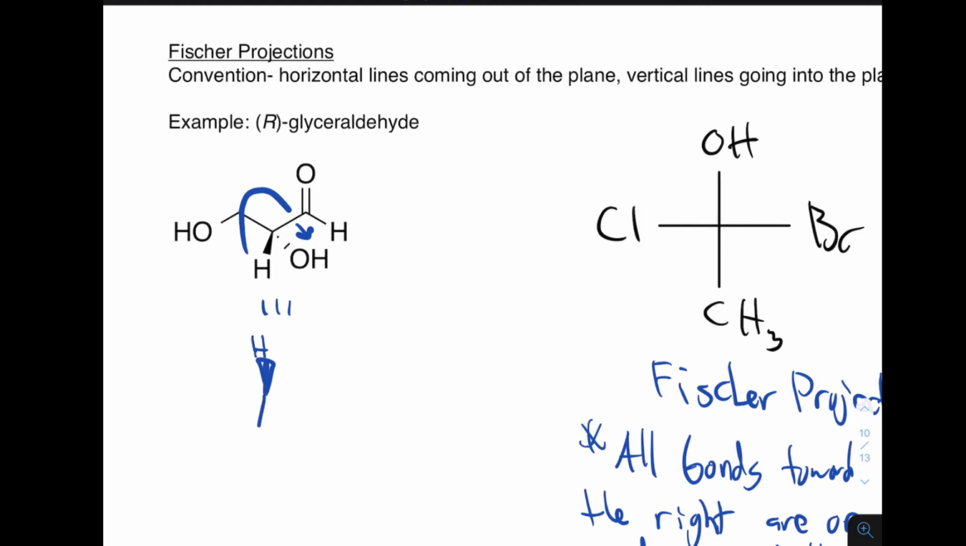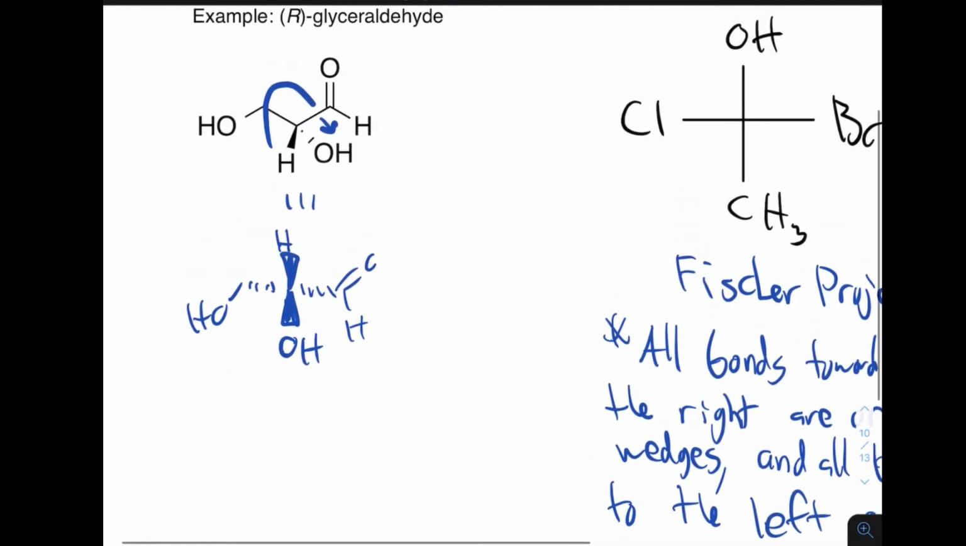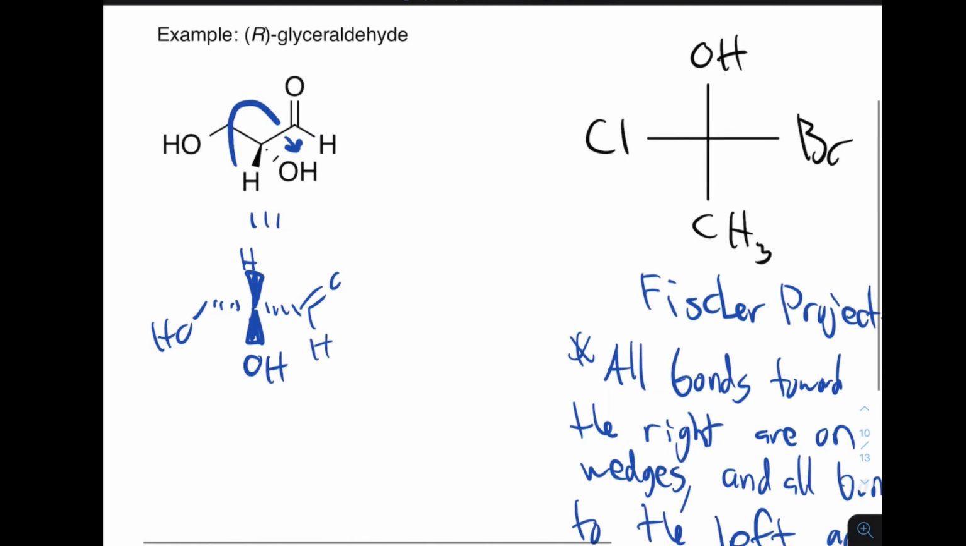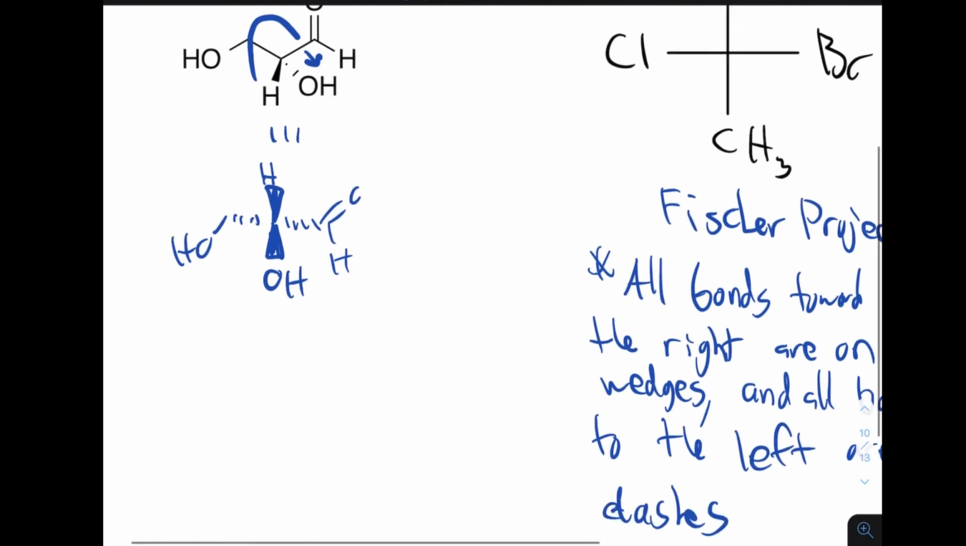The hydrogen and the OH are pointing towards us. And now this aldehyde and this methyl alcohol, this methyl alcohol is pointing away from us. And so now we can just simply convert this to a Fischer projection, making sure we keep things the same here. So we have to flip this around.